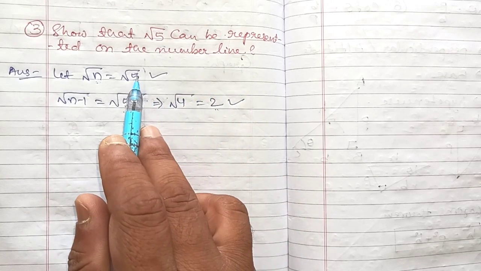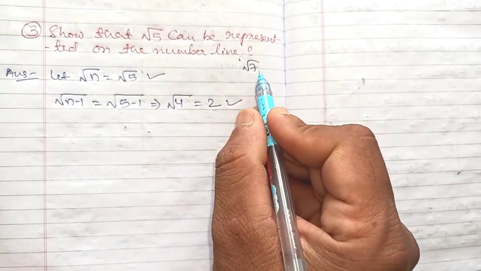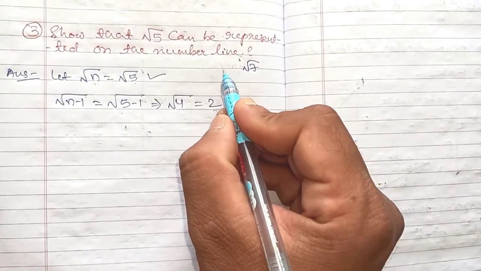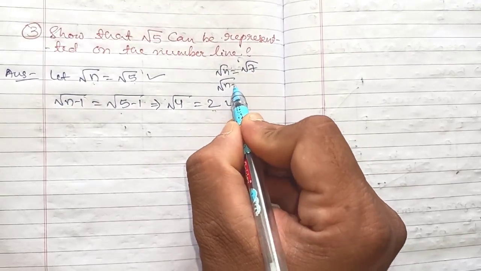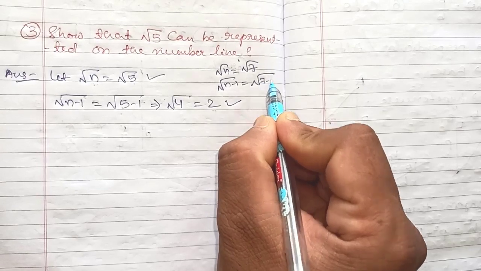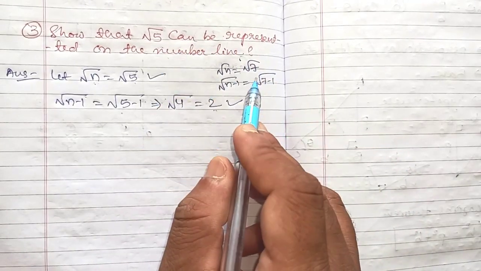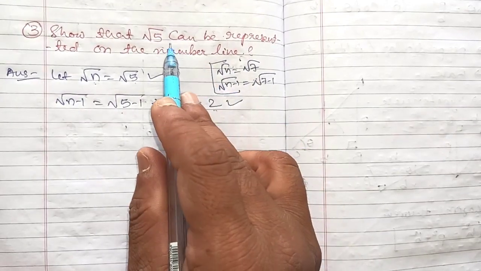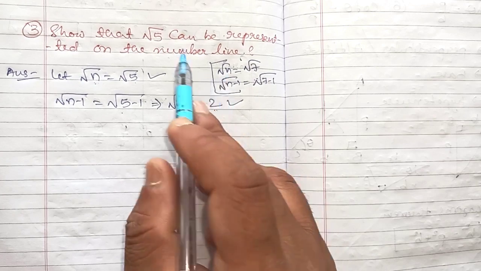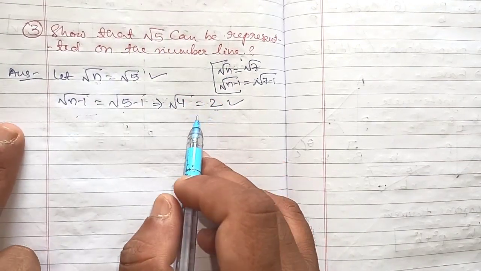If 7 is given, suppose you have to find root 7 and represent it on a number line. That means root n equals root 7. You find root n minus 1, that is root 7 minus 1, root 6. First of all you represent root 6 on a number line, then you go for root 7. Are you getting? So for any root given, take it as root n, find root n minus 1 and construct that value on a number line.